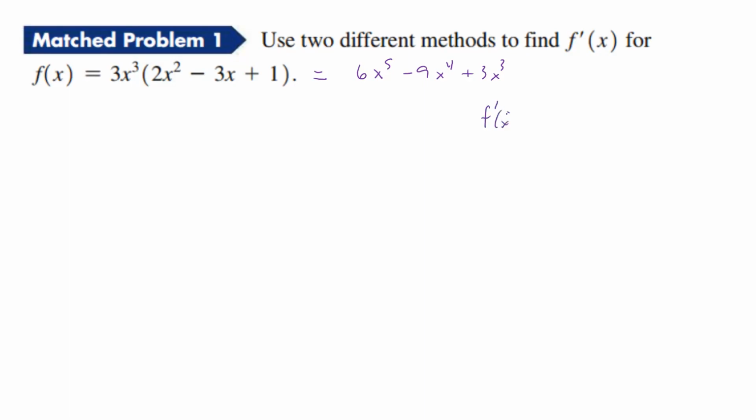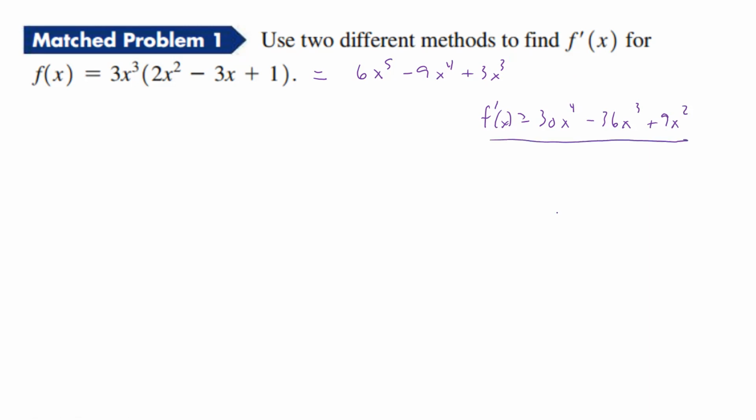F prime of x is equal to what? Well, 5 times 6, so that's going to be a 30x to the 4th. And then minus 4 times 9 is going to be 36x to the 3rd. And then 3 times 3 is going to be 9x squared. Again, we're just decreasing each of the powers by 1. And so, as you can see, that was pretty quick.